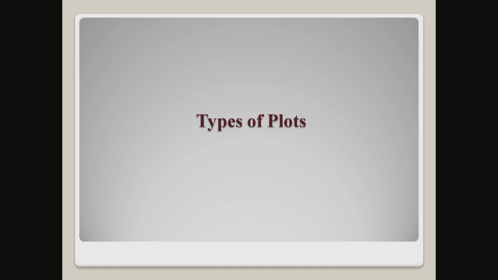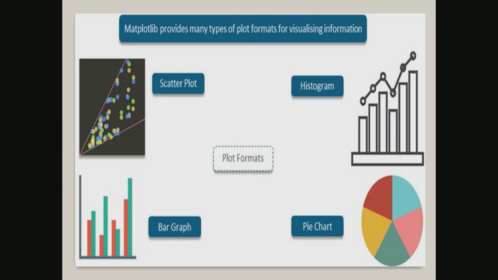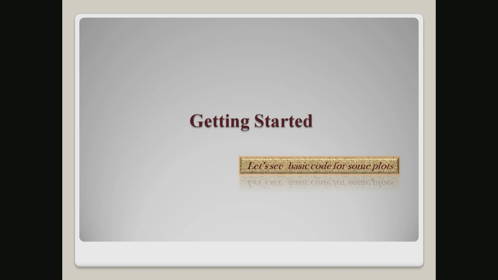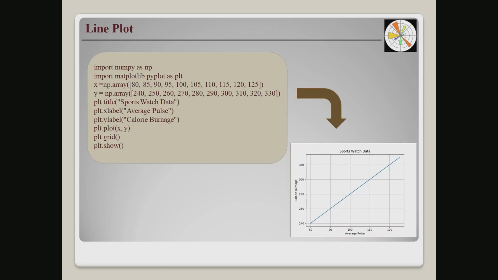Okay, next we will move on to the types of plots. The matplotlib library provides many types of plots, but we are going to see only some basic plots here: scatter plot, histogram, bar graph and pie chart. In the next slide, we are going to see how these plots are created by using Python coding, what methods are used and what parameters we are going to use in those methods to plot these graphs. Okay, so let's go for the basic coding of the plots.